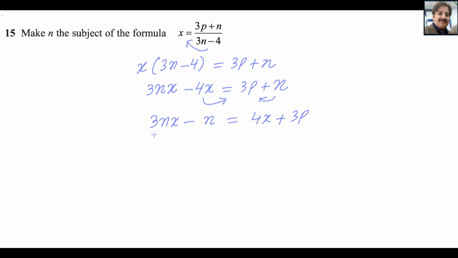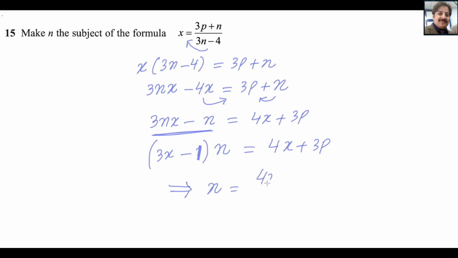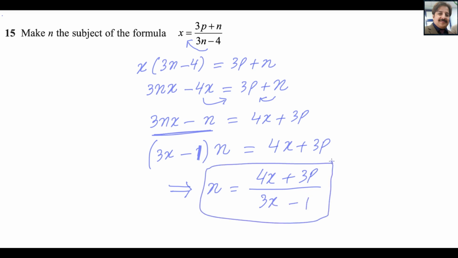Now here n is common. So inside the bracket it is left with 3x minus 1, because n is common. So here it is 4x plus 3p. Because we want to get n alone, we will divide on the other side. Implies that we can write n is equal to 4x plus 3p divided by 3x minus 1. So this is the answer for this question number 15.